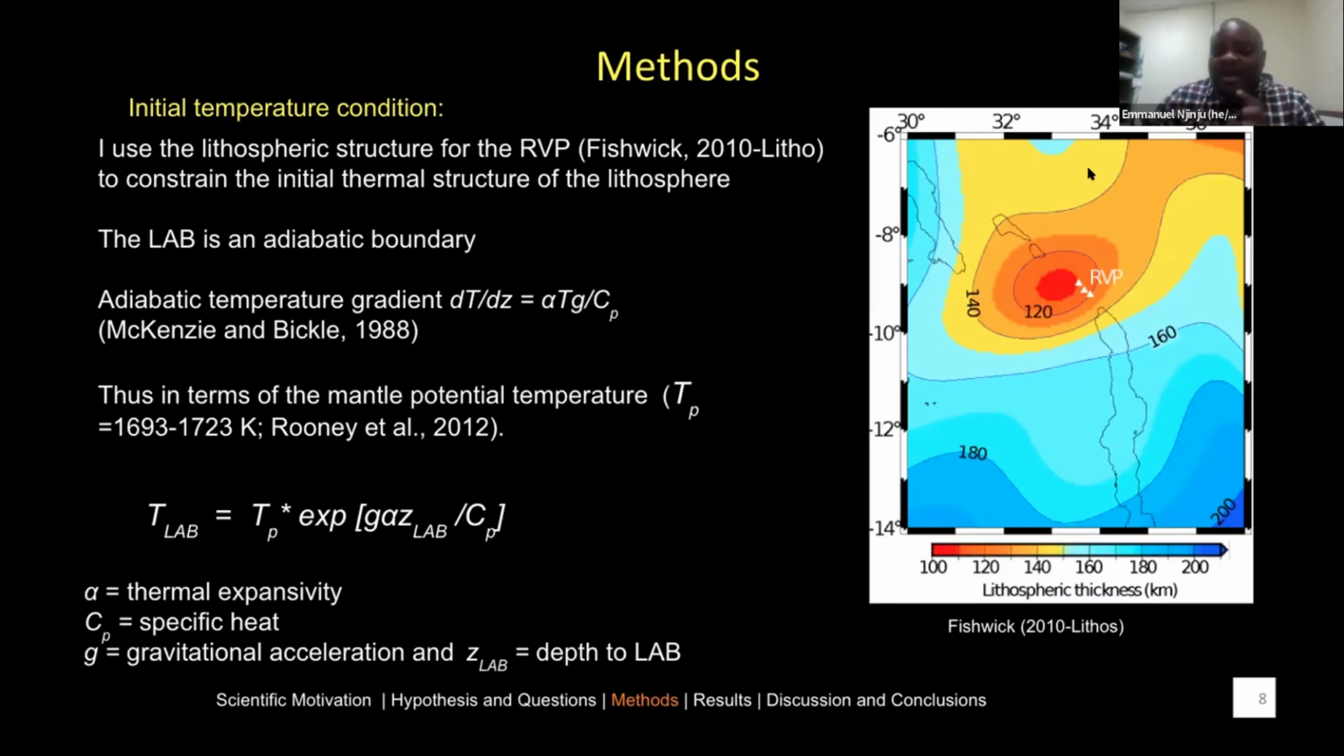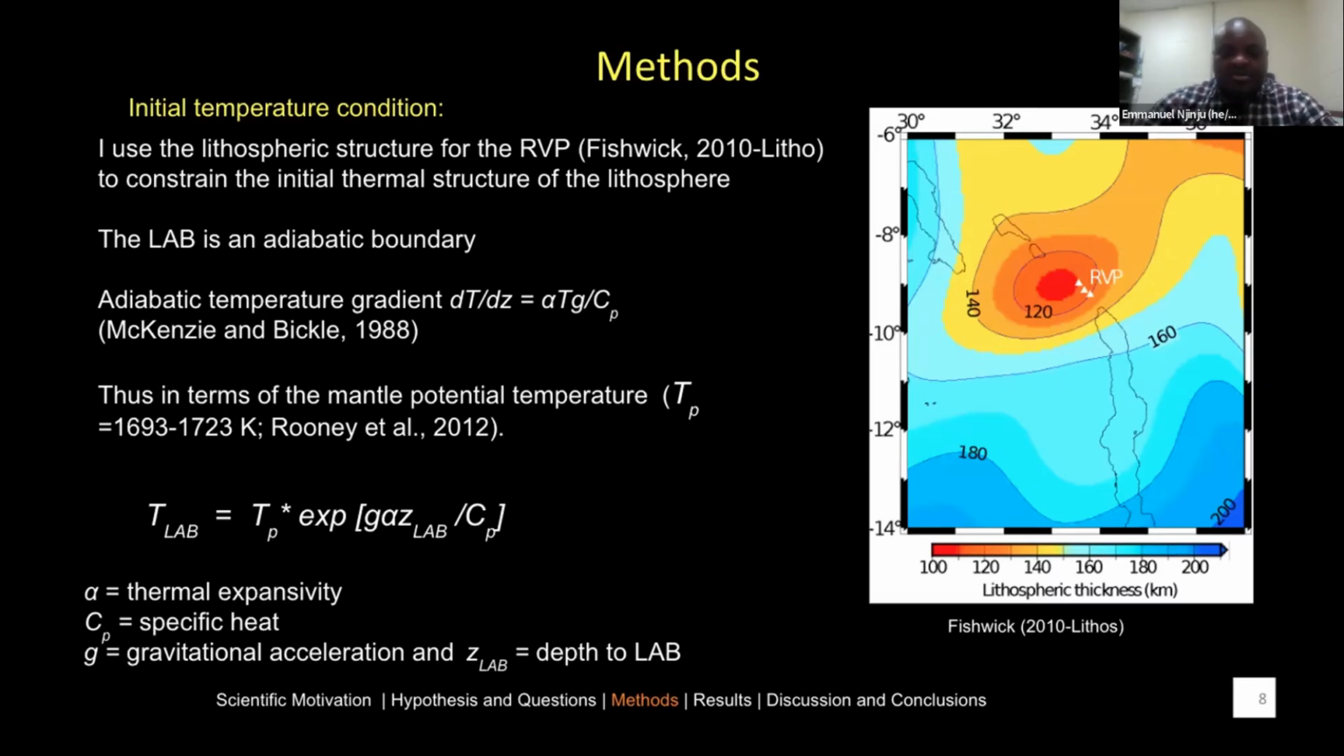And an important point to note is we assume a conductive geotherm for the lithosphere with a linear gradient from the surface to the base of the lithosphere. The surface temperature is 298 Kelvin, and the temperature at the base of the lithosphere, we assume to be an adiabatic boundary. And McKenzie and Bickle in 1988 suggest the adiabatic temperature gradient can be represented by the product of the thermal expansivity, the temperature, and gravitational acceleration, divided by the specific heat.